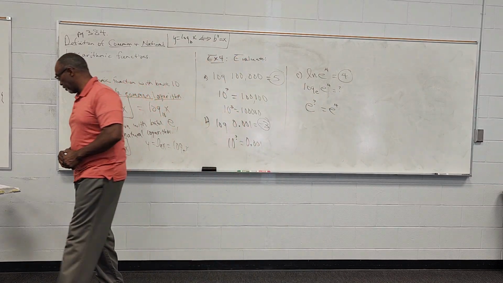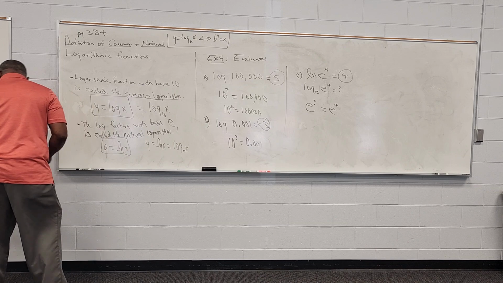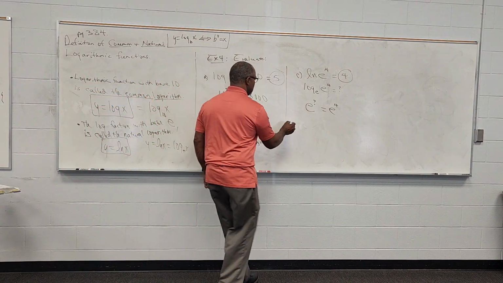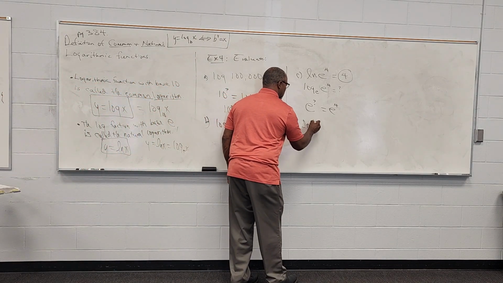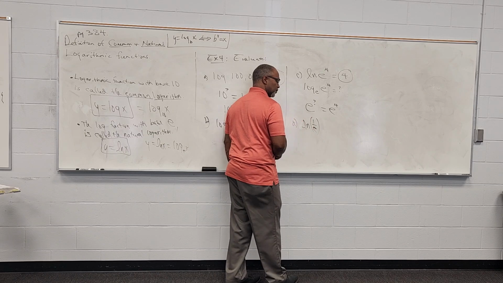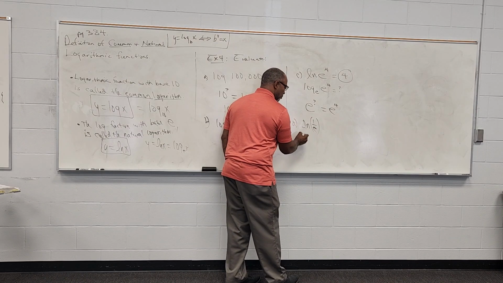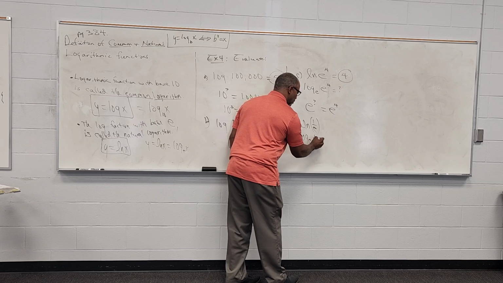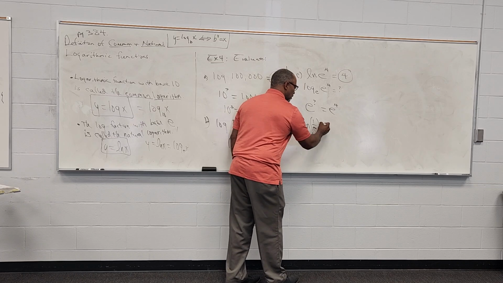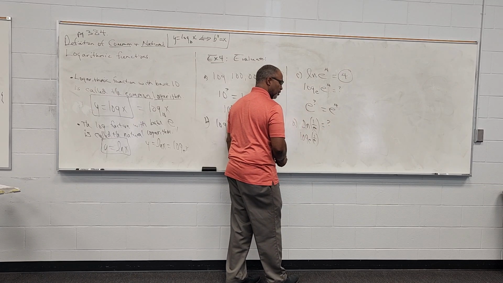Okay? It better be 4. And finally, ln of 1 over e. Again, ln means log to the base e of 1 over e. So we're trying to figure out what that is.